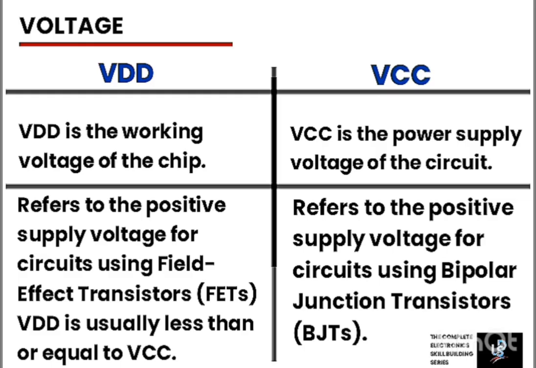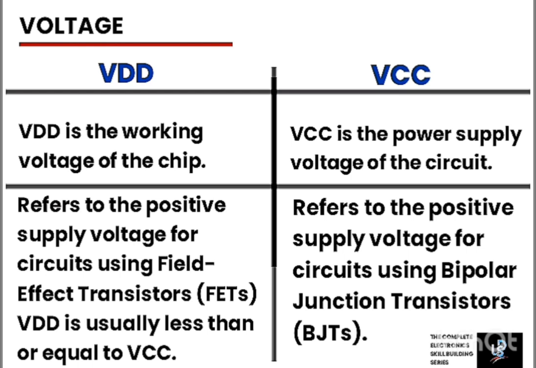It is called VDD because when a device requires current to function normally, it draws from the VDD pin. The difference between VCC and VDD lies in their application and voltage levels. Well, VDD is the working voltage of the chip. VCC is the power supply voltage of the circuit.